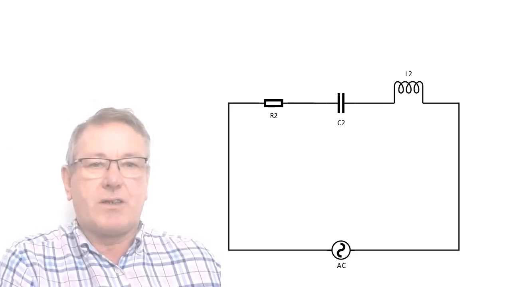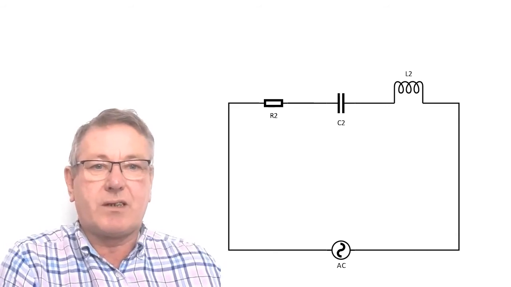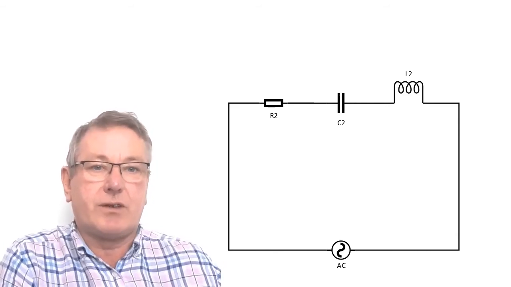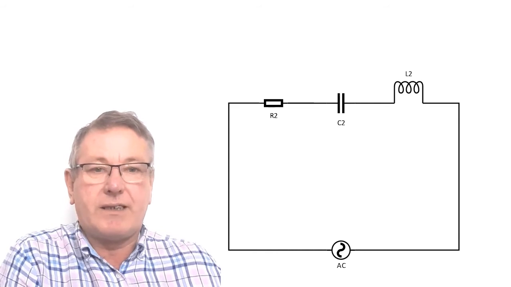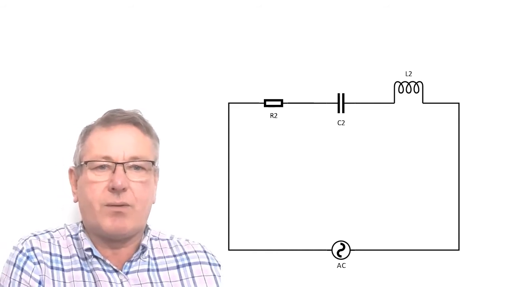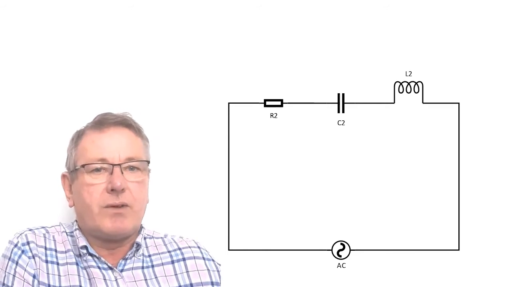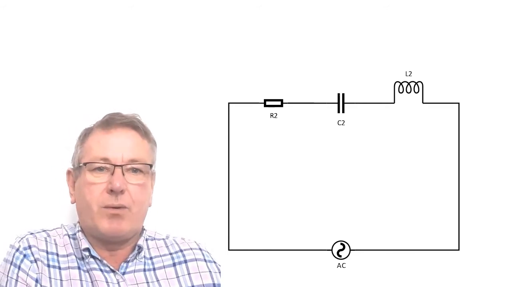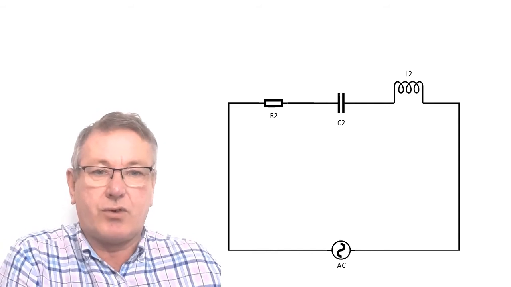So if we have a look at this circuit, we've got a resistor in series with a capacitor in series with an inductor. And we've got an AC supply powering that circuit. So we need to be able to work things out with circuits like this. We need to be able to work out how much current this circuit is going to draw, amongst other things.